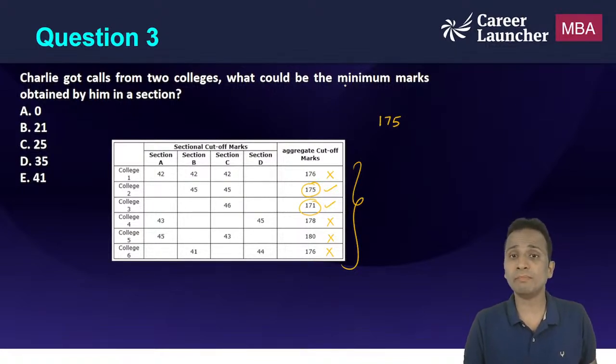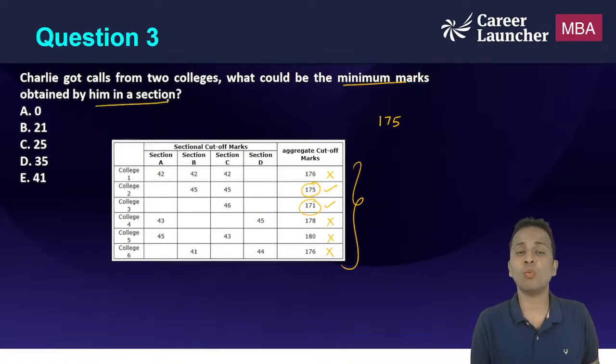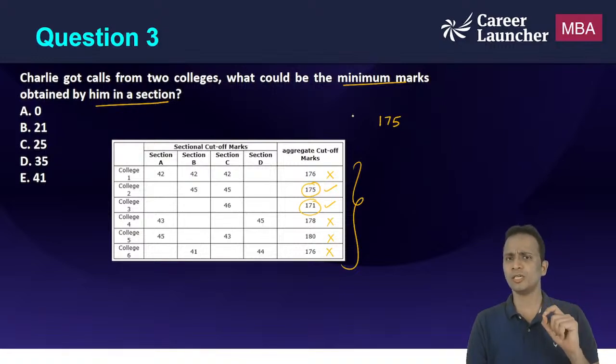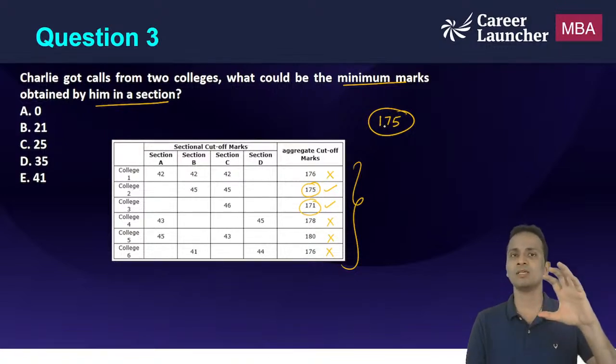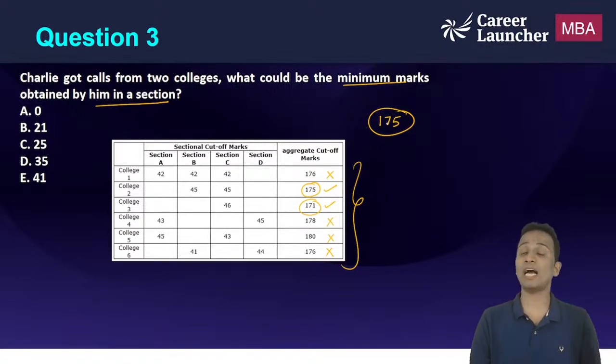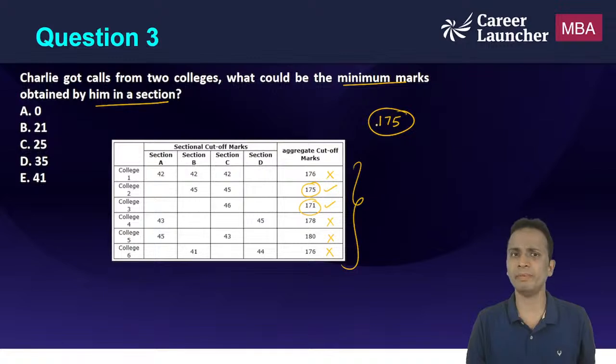We'll have to minimize his marks in one of the sections. Sum of all the 4 sections is 175. To minimize the marks in one of the sections, can I say that I should be maximizing the marks in the remaining 3 sections? So if in the first section, second section and third section he will score full marks, and in the fourth section he will score the remaining marks, that is 25.